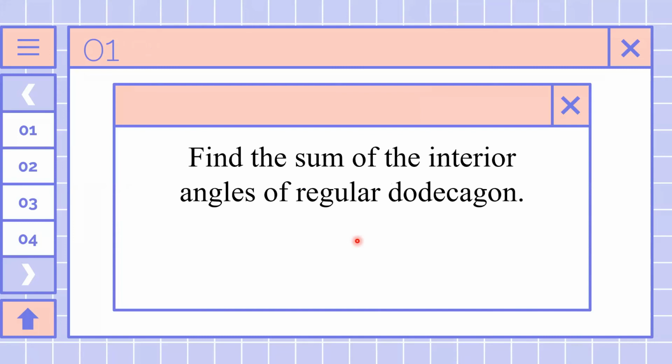So now, how about here? Try to answer this one. Find the sum of the interior angles of a regular dodecagon. Ma'am, what is a dodecagon, ma'am? A dodecagon has 12 sides. What do you call a polygon with 12 sides? Dodecagon. Okay, try to answer.